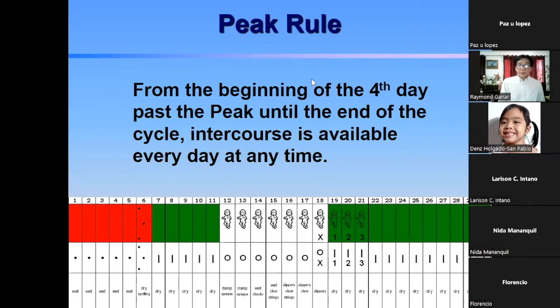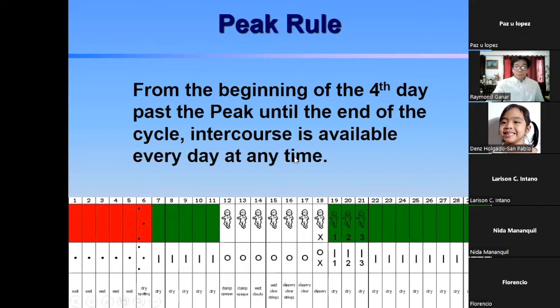Day 19 is dry, but... Yes, it's dry, no longer wet. Very good. So 18 is the peak day. We are able to identify 18 as the peak day because 19 is no longer wet, no longer slippery. Okay?